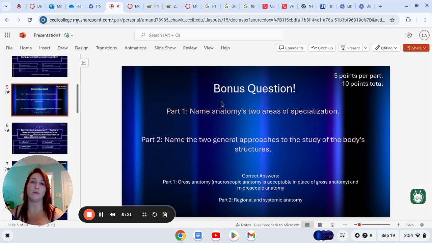So this is like a bonus question because it's more difficult, so it's worth more points. Part 1 is to name anatomy's 2 areas of specialization. Part 2 is to name the 2 general approaches to the study of the body structures. The correct answer is given at the bottom. So the answer to part 1 would be gross anatomy, and I also put that macroscopic anatomy is acceptable in place of gross anatomy, and microscopic anatomy. And then part 2 is regional and systemic anatomy.